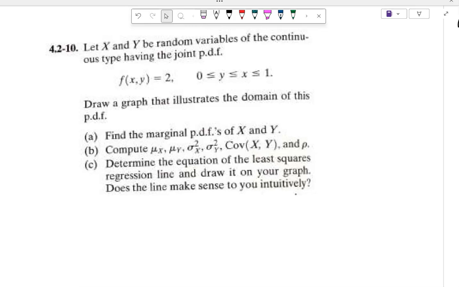We've got f of xy equals 2, and then we've got a region that says your y needs to be less than or equal to your x, and both have to be between 0 and 1. So if I graph the line y equals x, I get that diagonal line. Do I want to shade above or below that line? If y is less than or equal to x, we want to go below, right? So we're looking at that triangle.